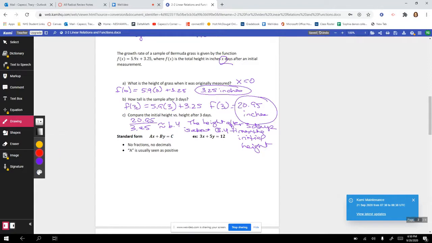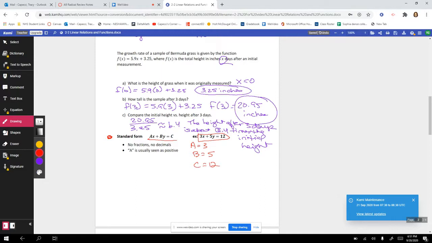Now we're switching gears a little bit. We're going to move on to standard form. We use standard form a lot in math. Here it is, ax plus by is equal to c. So an example here, this is in standard form. In this case, a is equal to 3, b is equal to 5, and c, our constant, is equal to 12. Now, we can't graph in standard form.